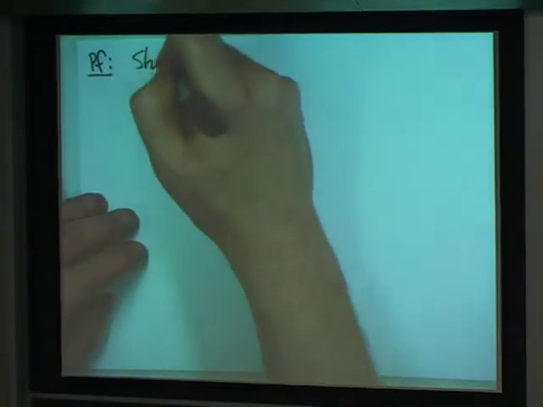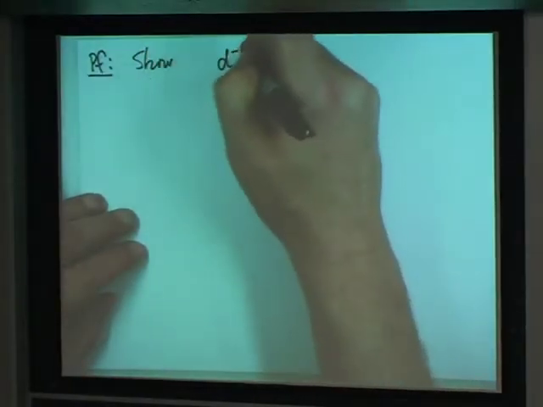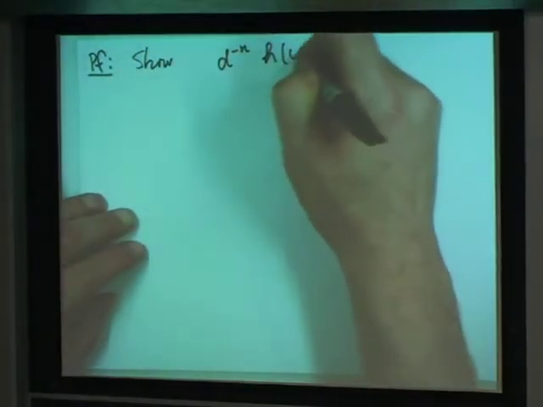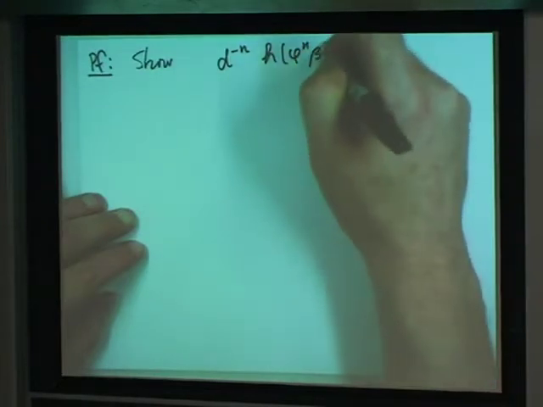Well, how do you show a limit of real numbers exists when you don't actually quite know what the limit is? Well, the standard method from real analysis, you show it's a Cauchy sequence and therefore it converges to some real number. Okay, so the goal is to show that the sequence d to the minus n times the height of phi to the n of beta is Cauchy.